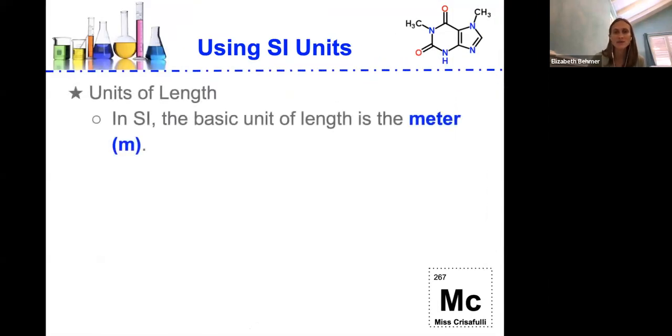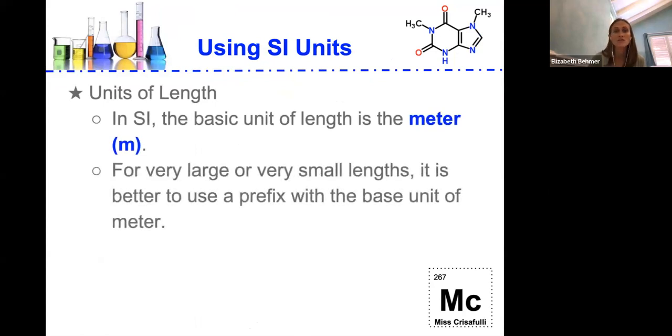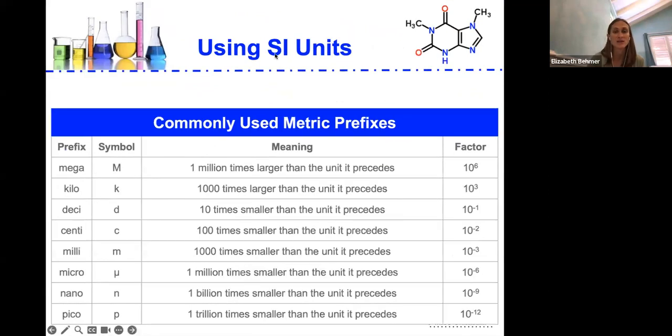Units of length in the SI units: the basic unit of length is the meter, and for very large or very small lengths, it is better to use a prefix with the base unit of meter. I'll show you an example of that. The base unit of the meter is in between a kilo and a deci. A megameter is 1,000,000 times larger than the unit it precedes: kilometer, decimeter, centimeter, millimeter, micrometer, nanometer, and picometer. These prefixes describe SI units based on factors so much larger or so much smaller than the actual base unit.